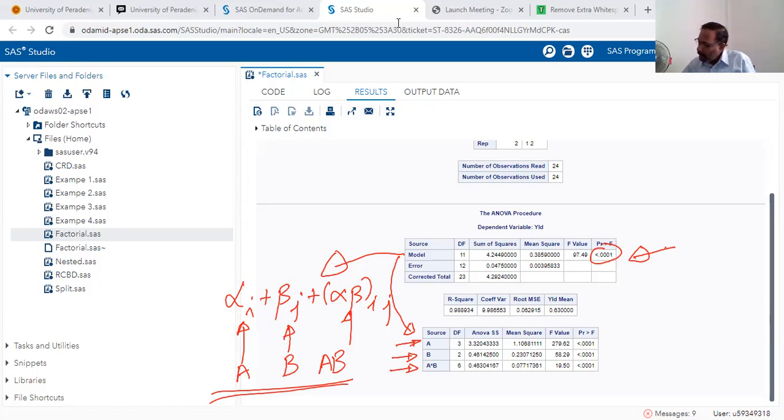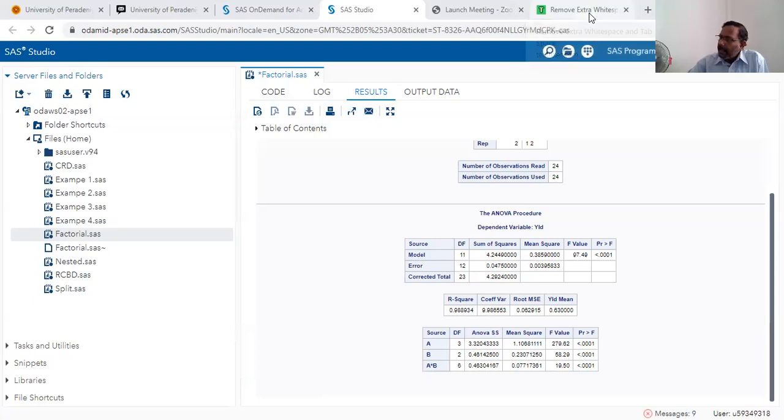Now you see, what is the degrees of freedom for A? 3. Degrees of freedom for B is 2. Degrees of freedom for AB is 6. If you add all these, it is the degrees of freedom for the model. Similarly, if you add all the sums of squares, that is the sums of squares for the model. As I mentioned earlier, that is how the model is split. Clear?